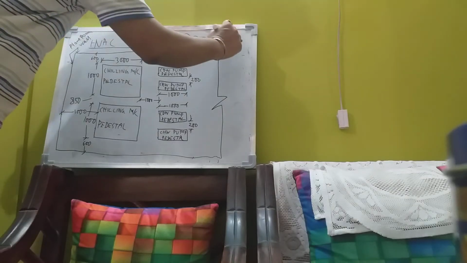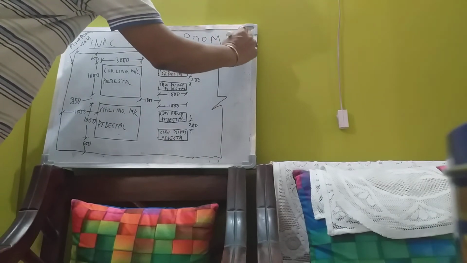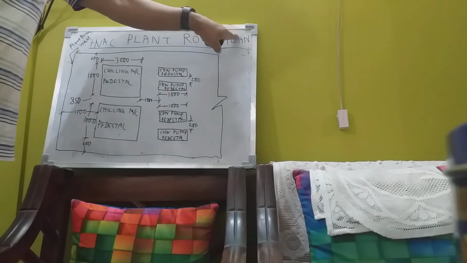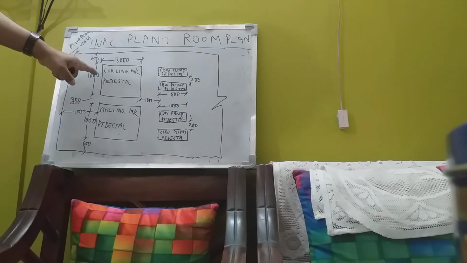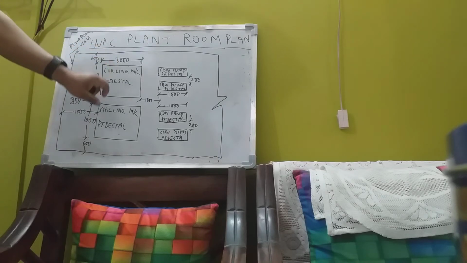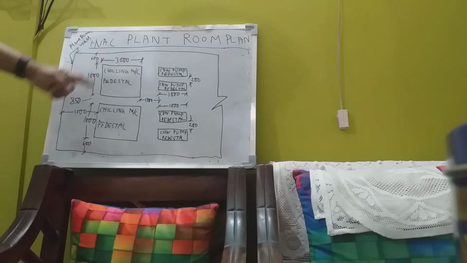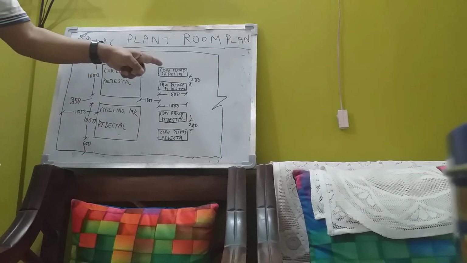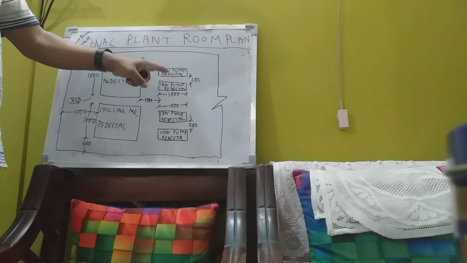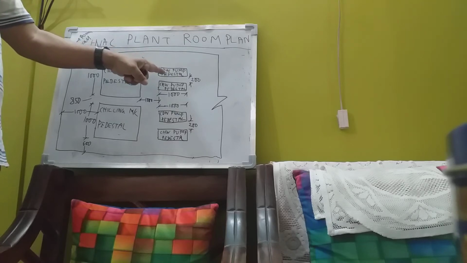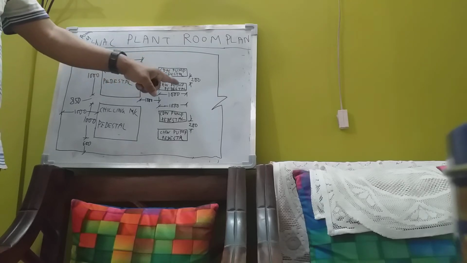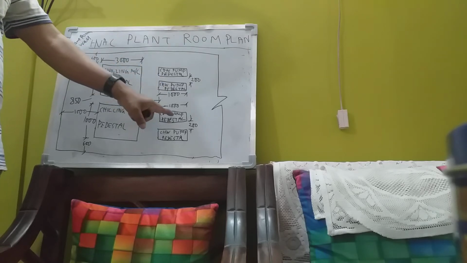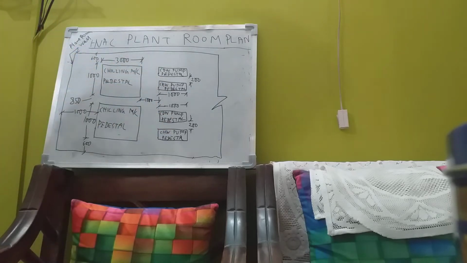This is the HVAC plant room plan. On this pedestal the chilling machine will rest. There are two chilling machines, and each chilling machine will have one condenser water pump pedestal, CDW meaning condenser water, and one chilled water pump pedestal, CHW meaning chilled water. Then again a condenser water pump pedestal and a chilled water pump pedestal.